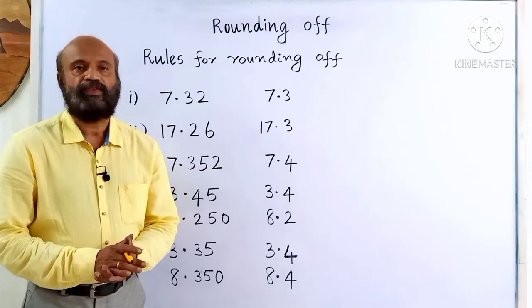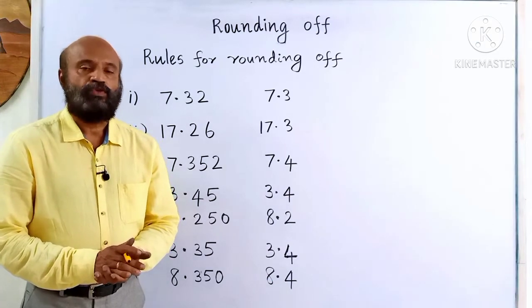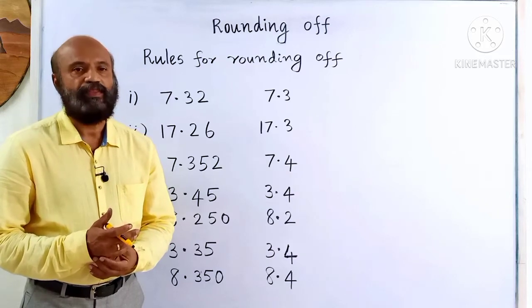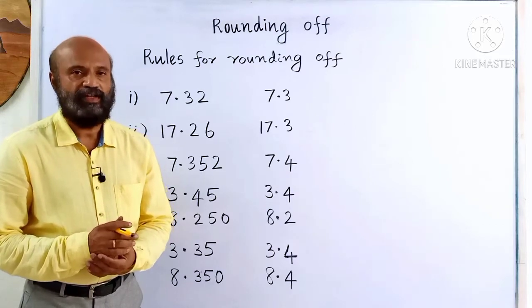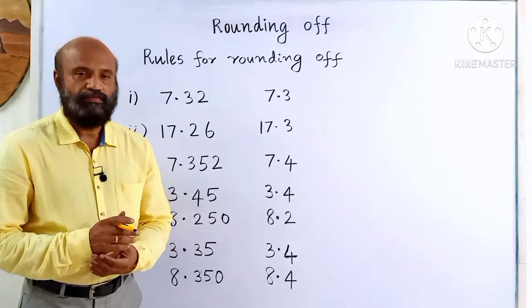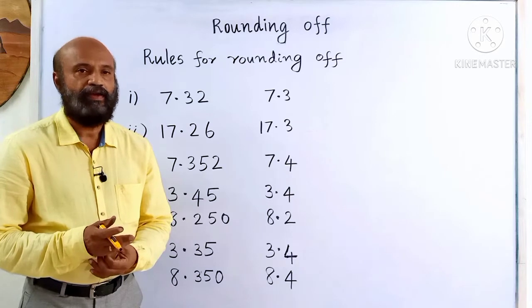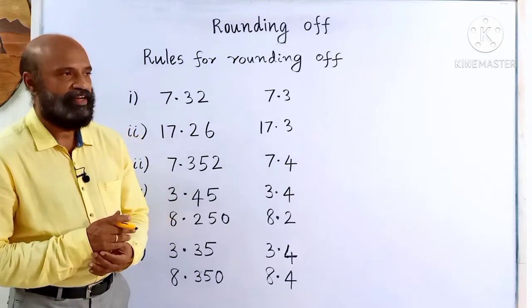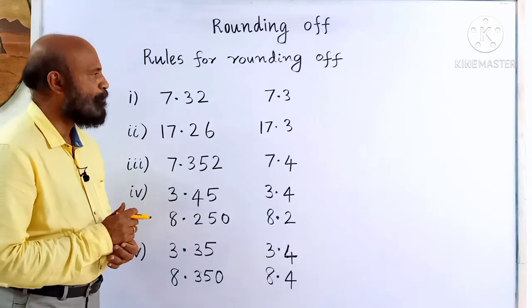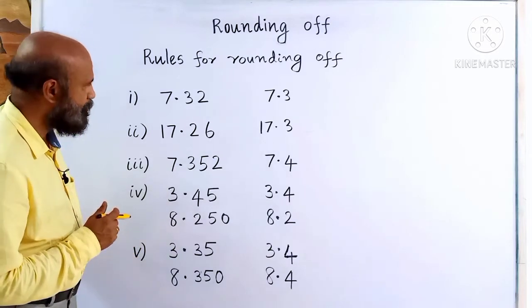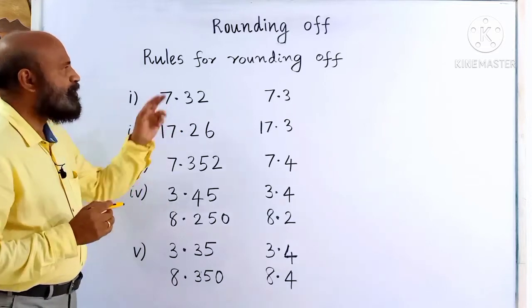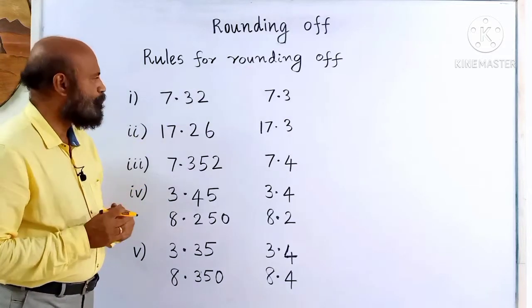When we use calculators for doing calculation, there will be more digits in the result than given in the data. There should not be more digits in the result than given in the data. So we have to round off up to a particular digit. Now let us see the rules for rounding off.